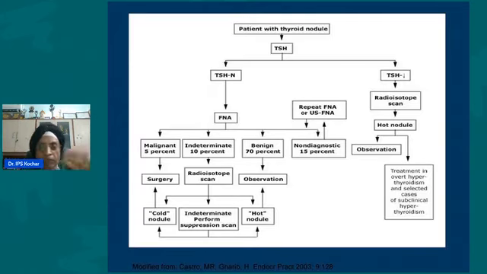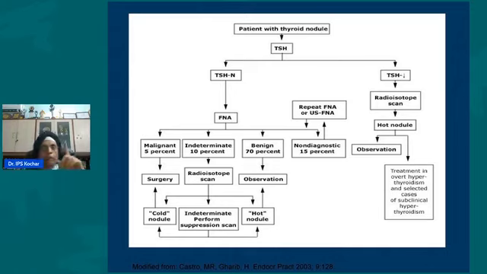Now there is a very nice chart. If a patient comes with a thyroid nodule, check the TSH first. If TSH is low, do a scan. Do a radioactive scan. If you find a hot nodule, just observe. If T4 and everything is raised, treat it as overt hyperthyroidism, and you can treat it and then see what is happening.